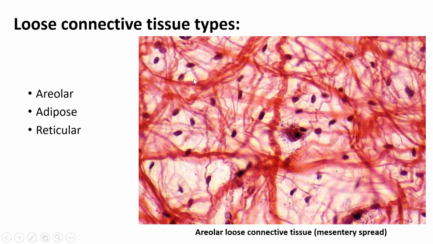So here we are looking at a loose connective tissue. We have three types: areolar, adipose, and reticular. Areolar loose connective tissue, as we see right here on the bottom, is the most widespread, has the widest distribution. It has the most variety of material. It has all three fiber types. It has all of the ground substance, and it has an incredible diversity of cells. This is associated with all the epithelium, and it surrounds blood vessels, and it surrounds nerves. And this is taken from a mesenteric spread.